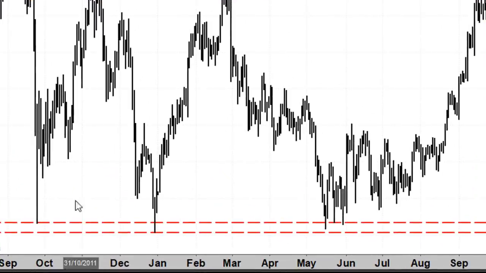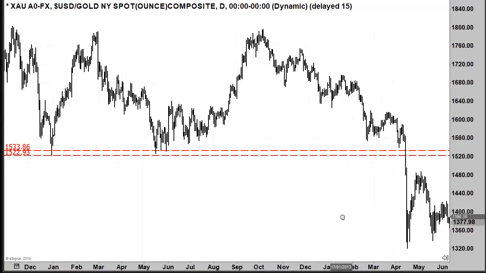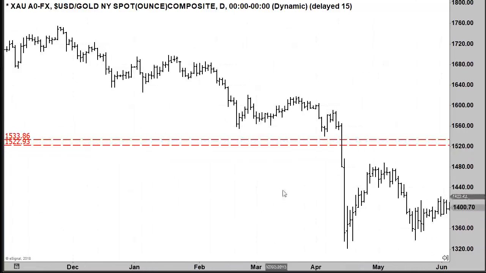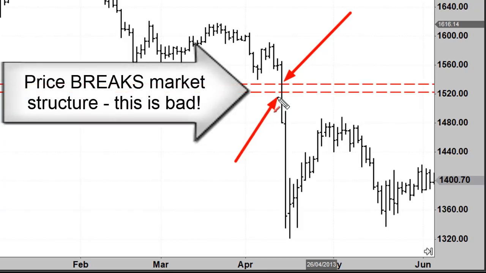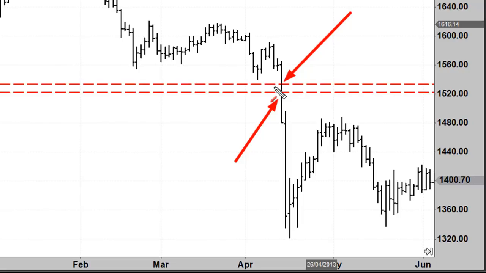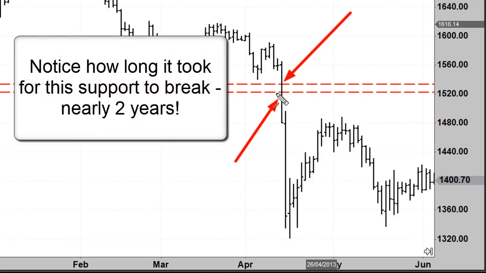Now, pay very close attention to that low that we formed here on gold. But look what happened. Here we go. This is what happened here on gold, when finally, in April 2013, it broke below and closed below that major support, that market structure. In other words, in April 2013, for the first time, gold broke market structure. And I mentioned before in previous videos that when markets break market structure, when they go below that foundation level, that is a very critically dangerous thing for that market to do.